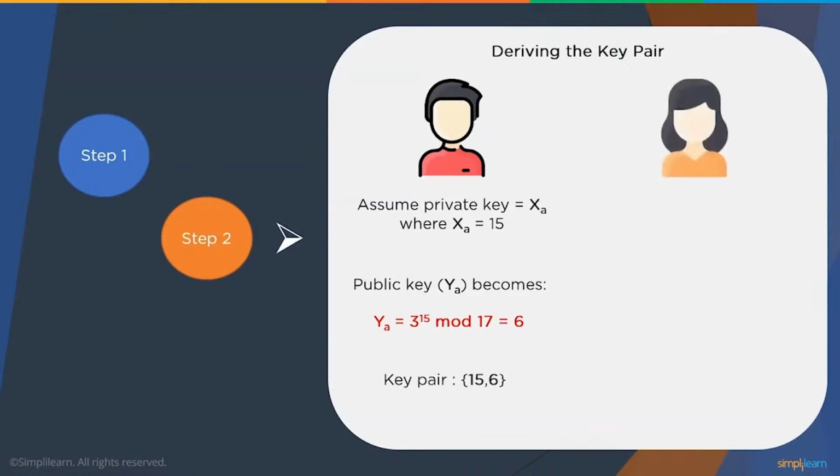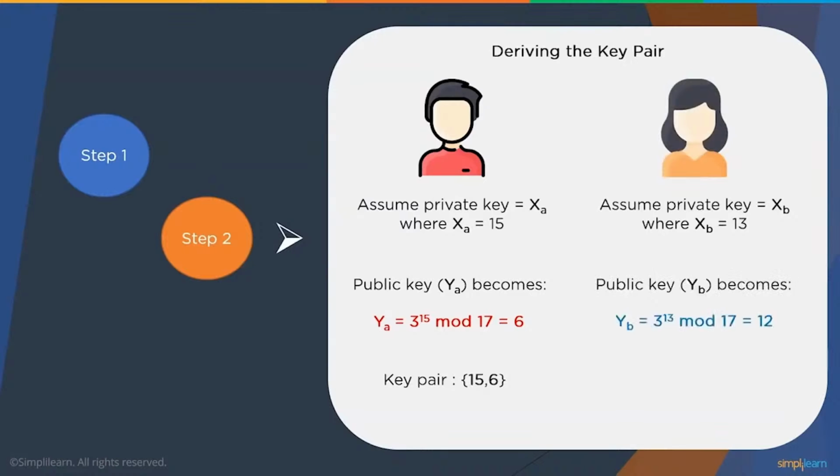For the second user, let's consider the private key xb to be 13. The public key can then be calculated with this formula, 3 to the power 13 mod 17, which has the value of 12. So in the second user's case, the key pair is 13 and 12.